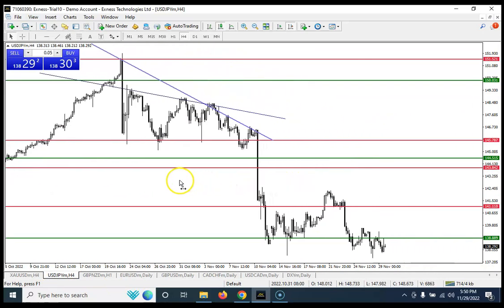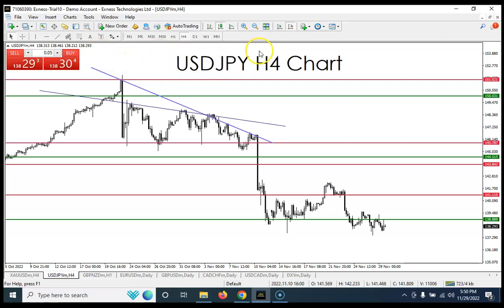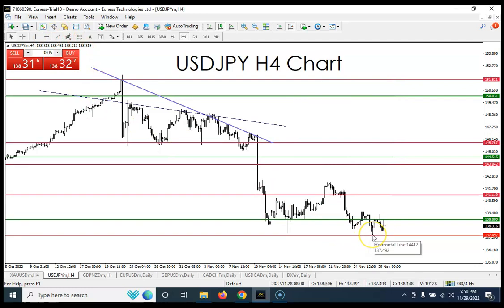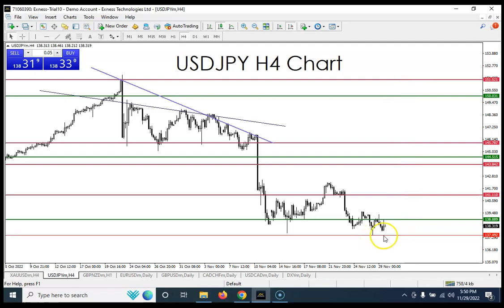UJ has been showing us some very interesting setups in the last couple of weeks. So let me show you what I'm looking at on the 4-hour chart. What we can see here is that UJ has created some new structure. We have seen a new low which price has created here. So at the moment, this is a very key area that price will react to.